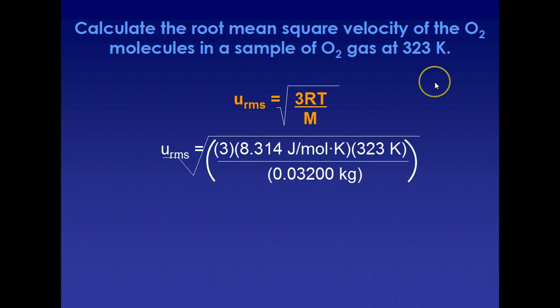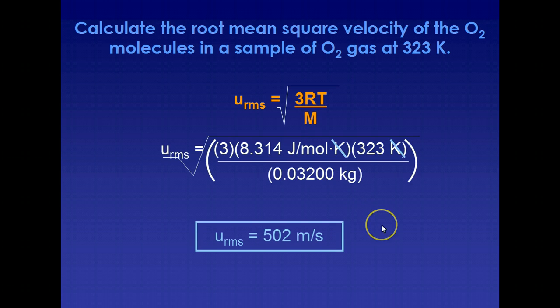So if I divide that by 1,000 to go from grams to kilograms, I will get 0.03200. Again, the joules and the kilograms will cancel out, leaving me with meters squared per second squared. The kelvins also cancel out, and that gives me a root mean squared velocity of 502 meters per second.